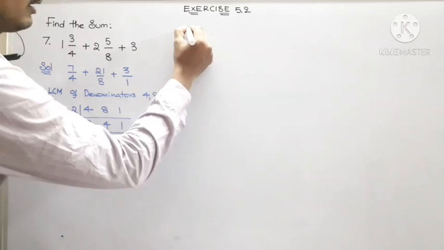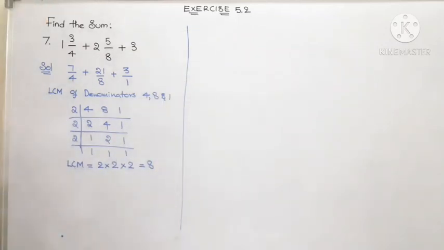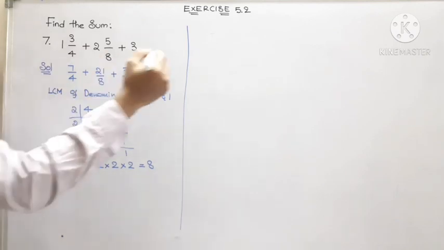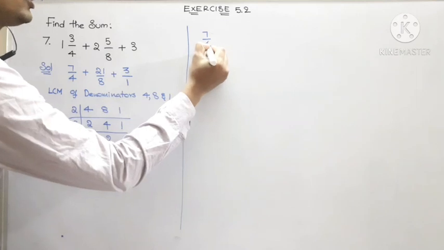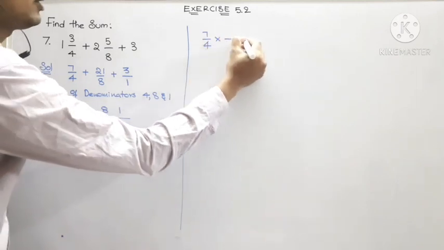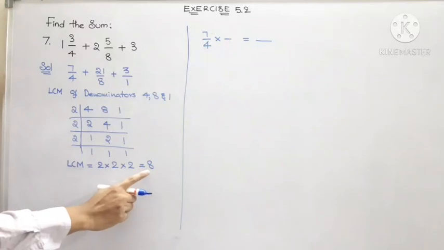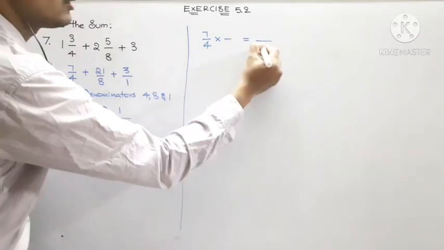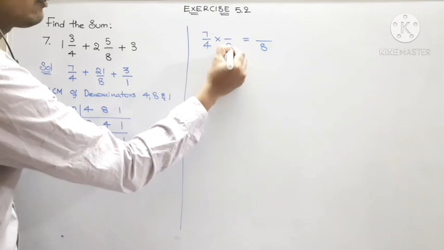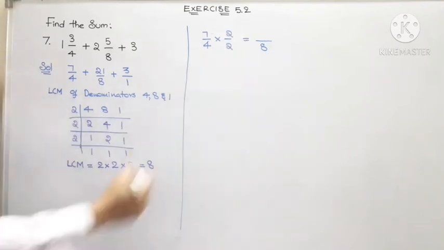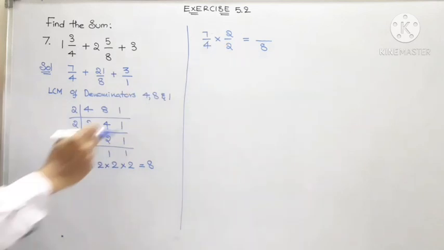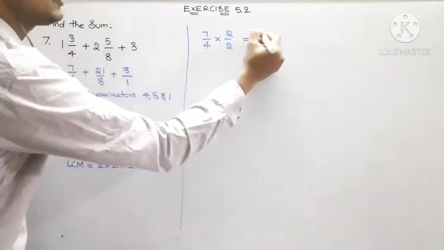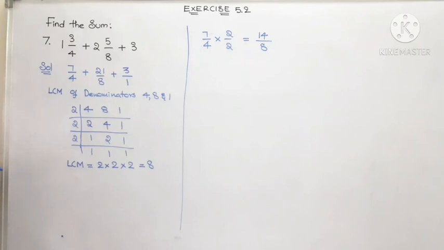Now the rest of the process. As I told you, children, please don't copy the side work as I am doing, because it will lead you into confusion. You write down this only. Now 7 by 4 should be multiplied with a fraction so that the denominator becomes 8, the LCM. It is very clear that when we multiply 4 by 2, you get 8. The same should be given to the numerator, 7 2's are 14, 14 by 8.